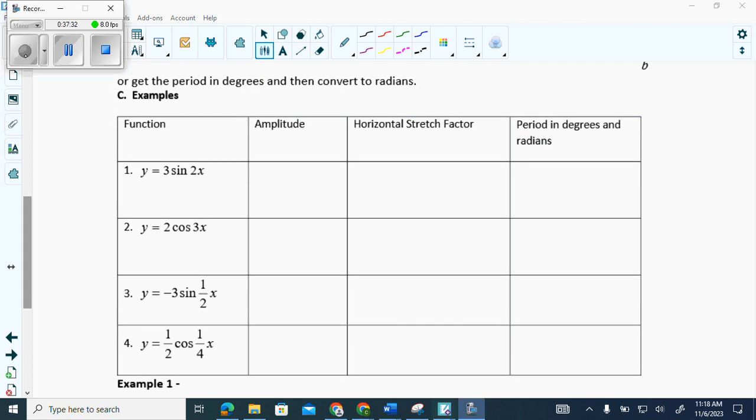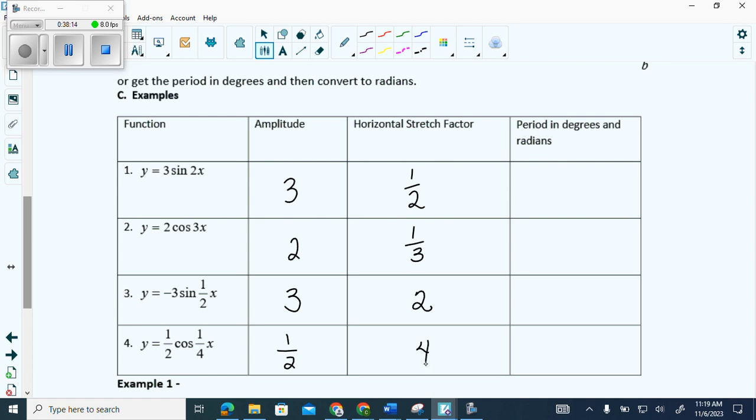What's the amplitude of this one? 3. What's the amplitude of this one? Number 2. Amplitude of 3. What's the amplitude of 4? Amplitude is always positive. Amplitude is your vertical stretch, not your vertical stretch and your reflection. So amplitude is always positive. It's a distance. Horizontal stretch factor of number 1: 1/2, because negative flips. And then 2 is 1/3. 3 is 2. 4 is 4.